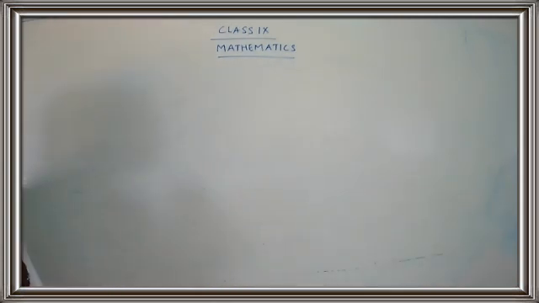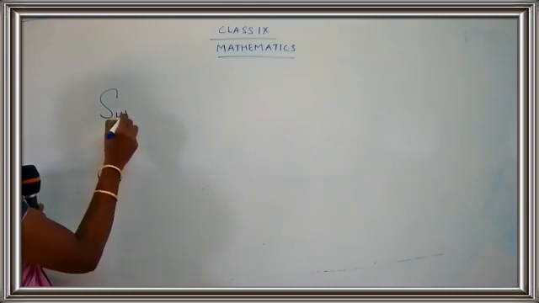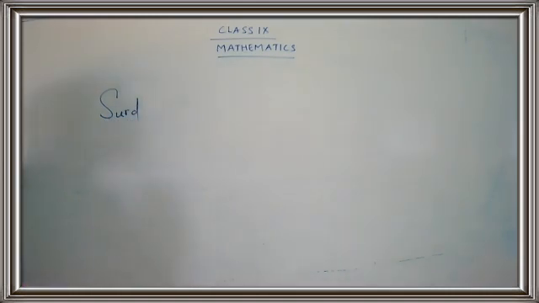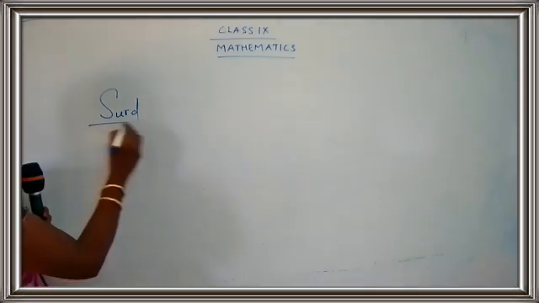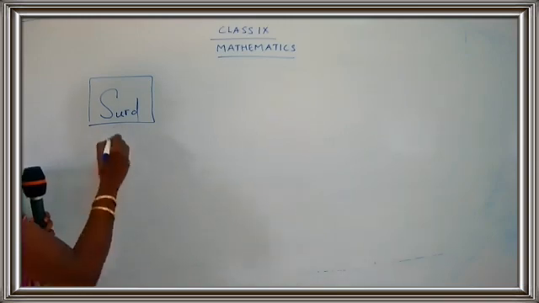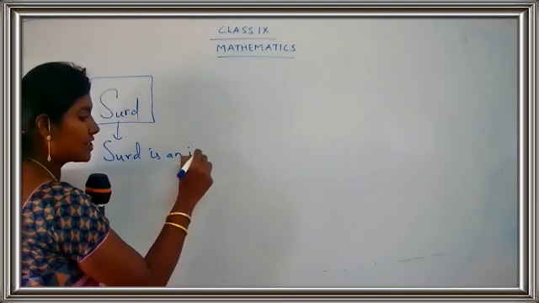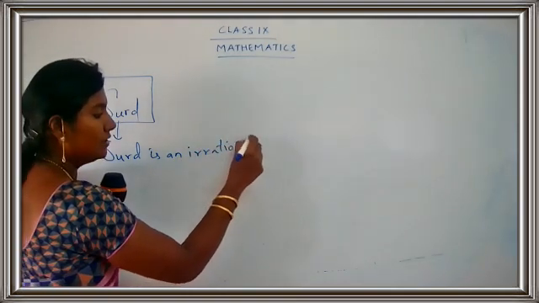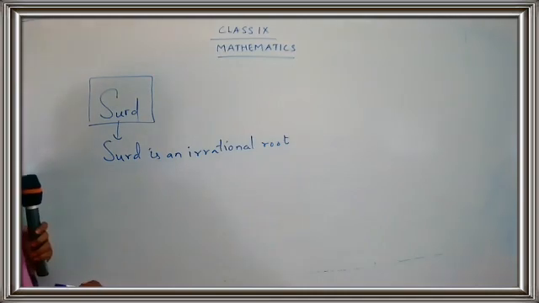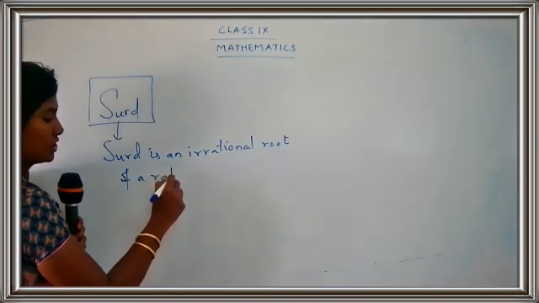Before we go to today's class, let us have a small recap of what we have seen in the previous class. In the previous class, I told you that we are going to start with a new topic under lesson number 2. That is, we are going to start with a topic called surd. What is a surd? A surd is an irrational root of a rational number. Just understand the definition properly, children.